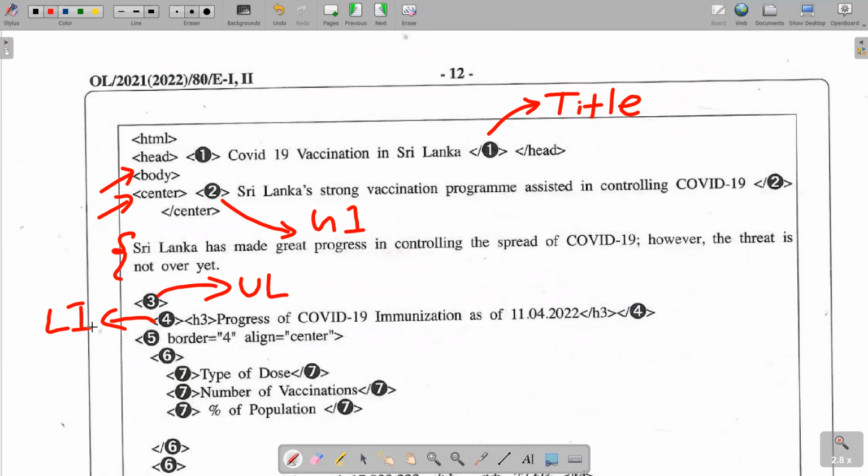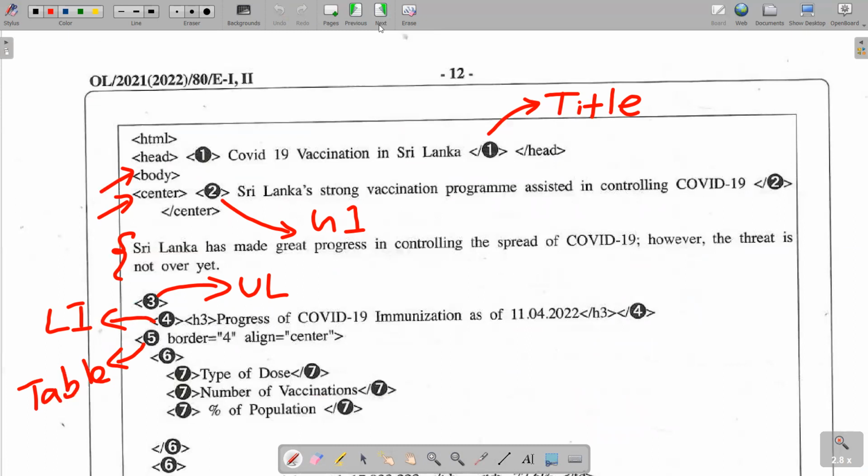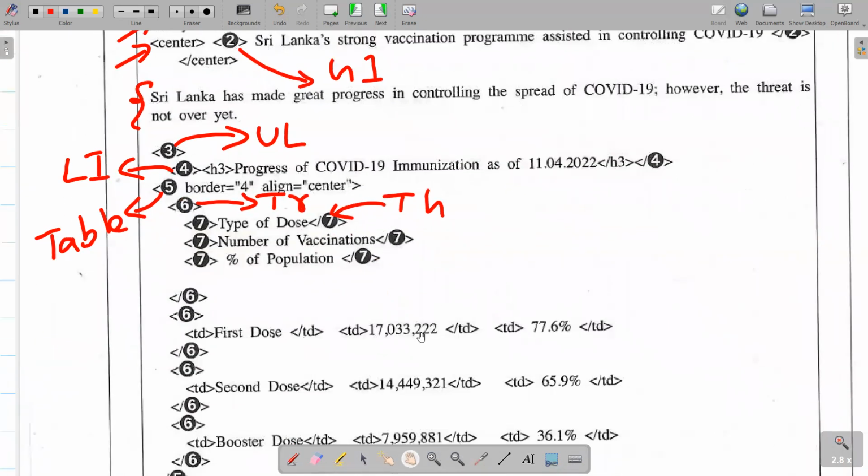Right? And when it comes to the fifth one, it is talking about the table. Sixth is going to be TR, table row. Seventh is going to be TH, since this is the first record for the first row. Then the next things defined by TR and TDs are there. So we already know what we mean by the sixth.